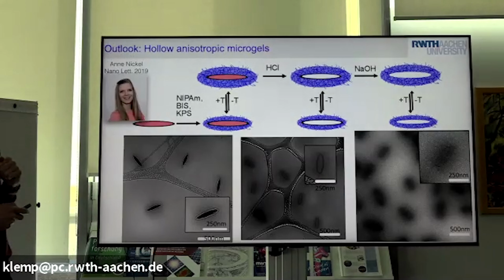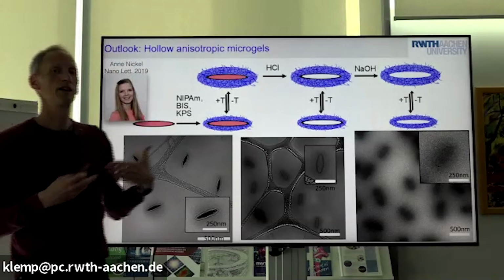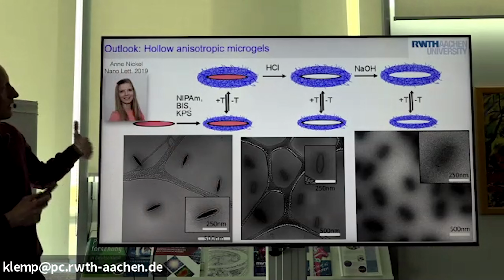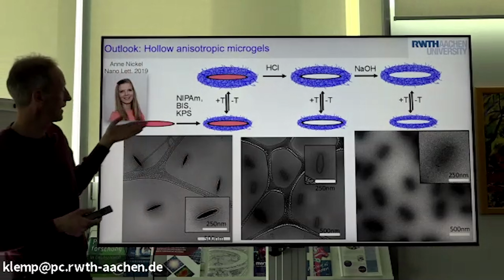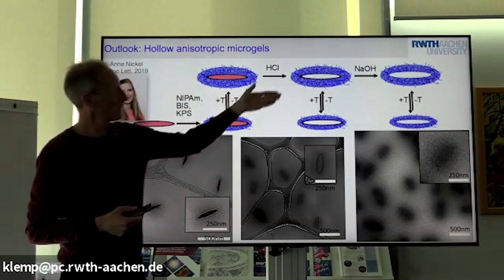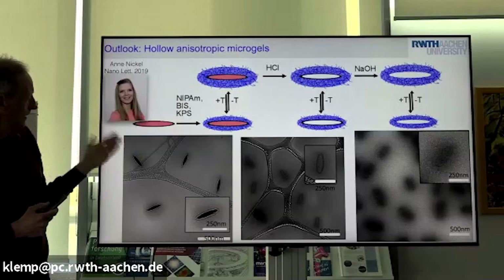Okay, now you could say spheres are boring. Well, we can also go to anisotropic objects. Anne was able to make elongated objects using an inorganic core with an ellipsoidal shape. And then we could make a hollow microgel. It's a multi-step synthesis. And this is electron microscopy.